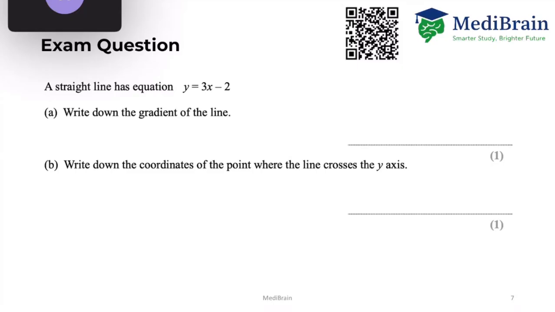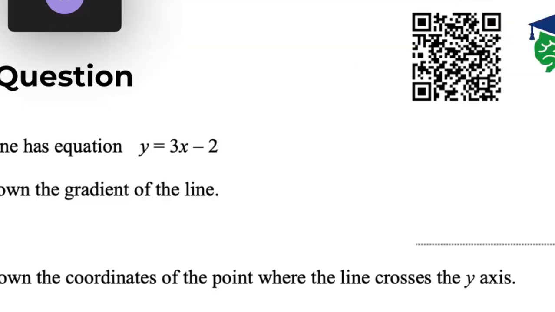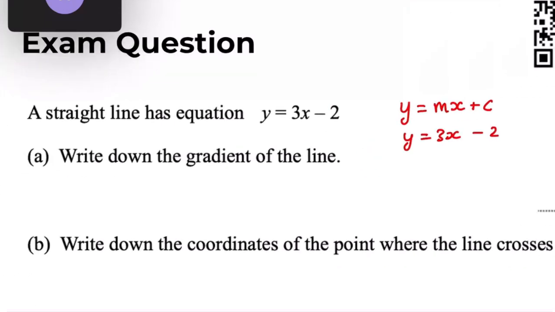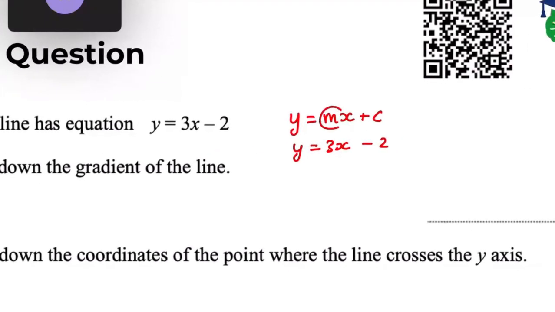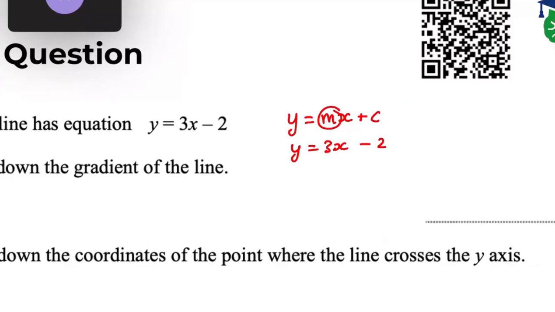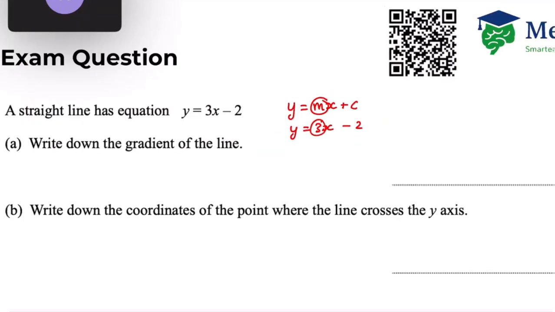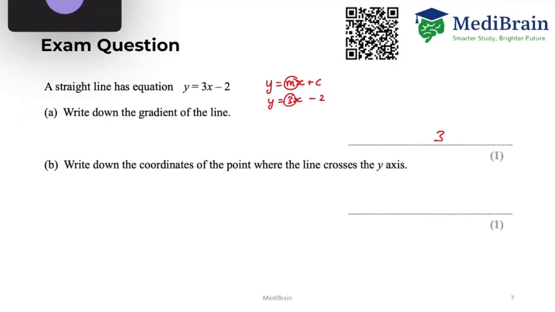So if we go through it now, it says a straight line has equation y equals 3x minus 2. Write down the gradient of the line. So in terms of the gradient of the line, remember we want it to be in this format, y equals mx plus c. Is it in that format? Yes, it is, because we have y equals 3x minus 2. It says write down the gradient of the line. So m is the gradient. So the thing that's next to the x is 3. So our gradient is just going to be 3.